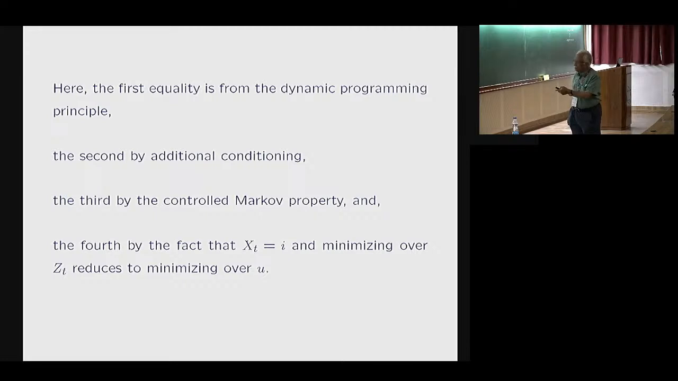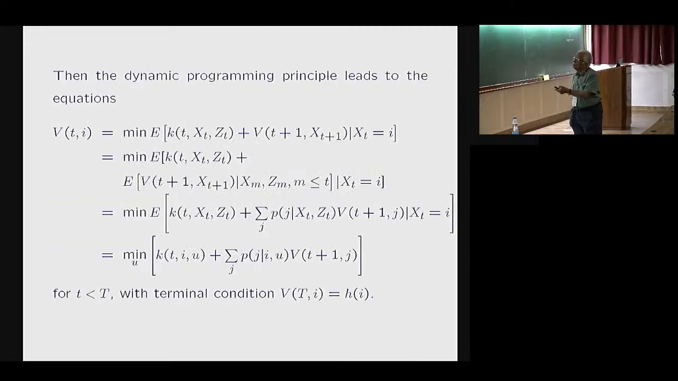I already said this. Is this clear? So this is the dynamic programming equation. The minimum cost to go is the minimum of the expected value of the current cost plus the minimum cost to go from the next time onwards. Take the one-step conditional expectation, which is this. And x_t is i, and I'm minimizing over z_t now because everything else is buried here. Future controls are buried here, so only the current control matters, and it gives me this deterministic equation.